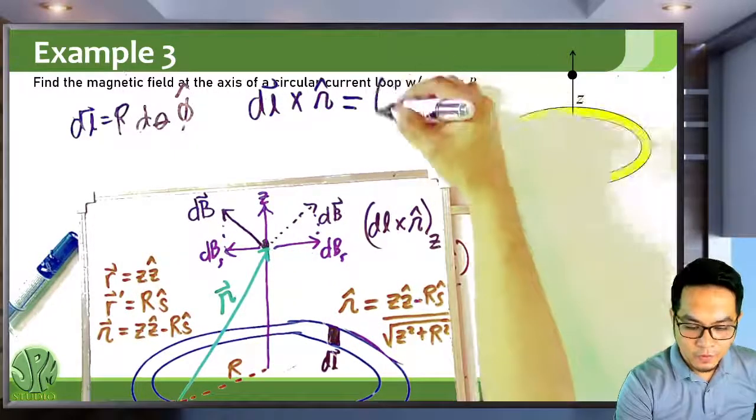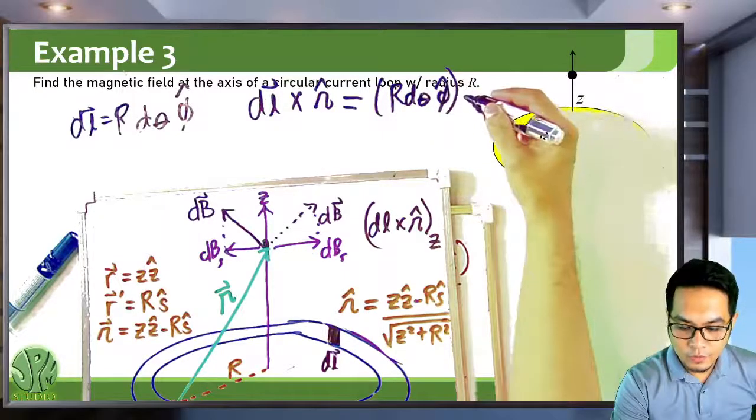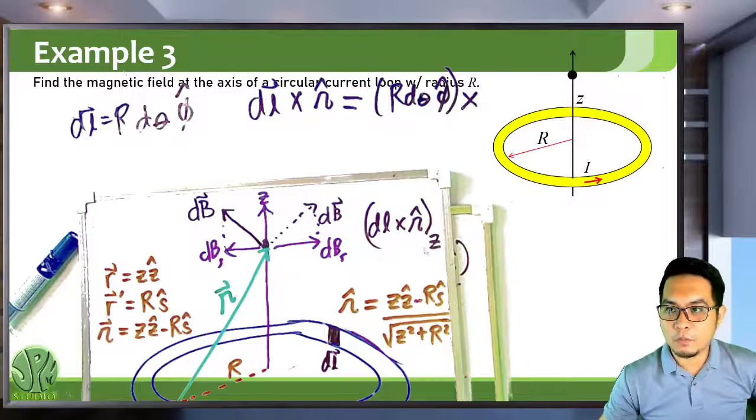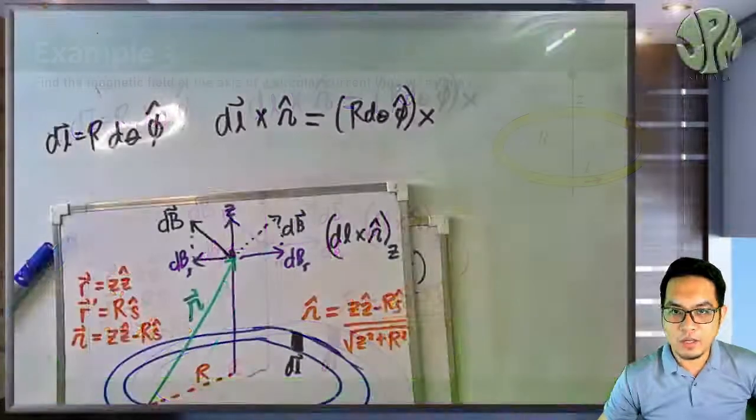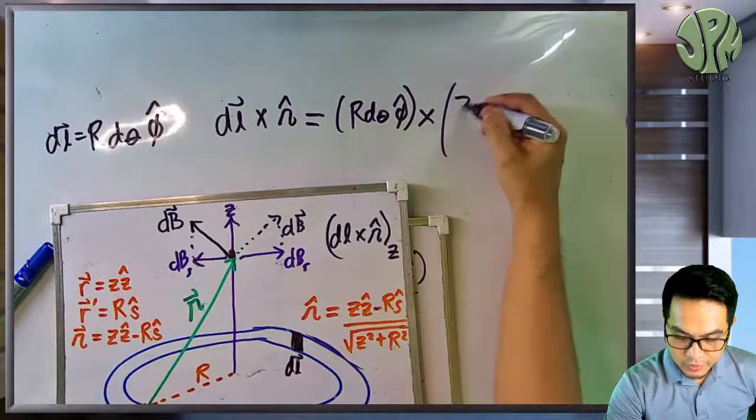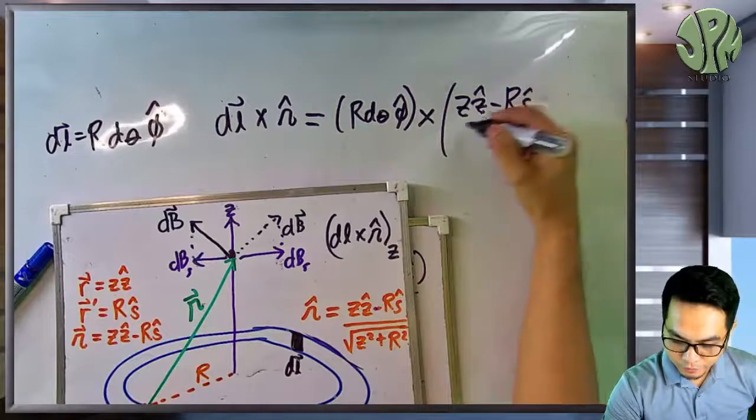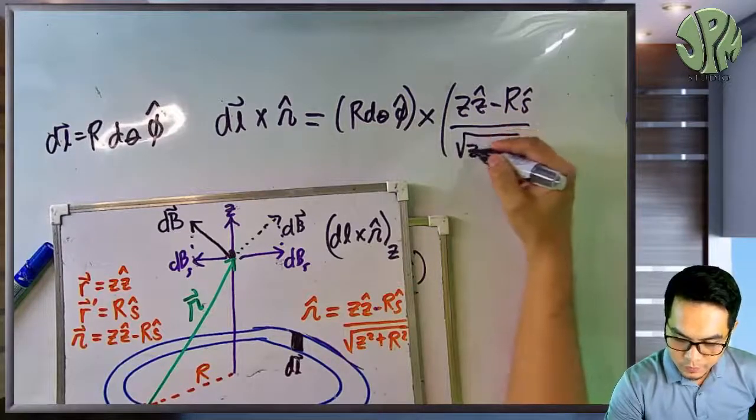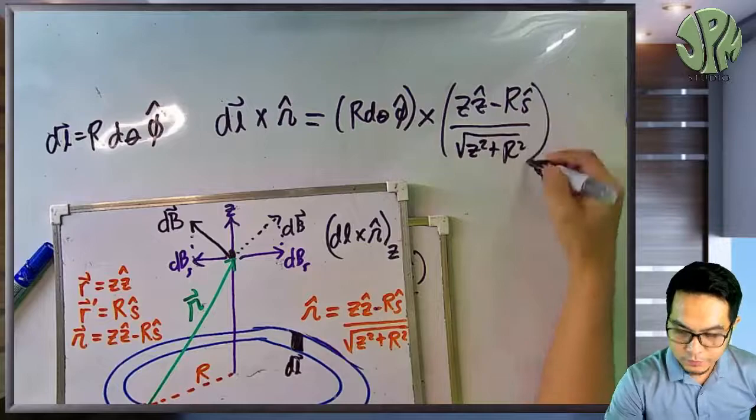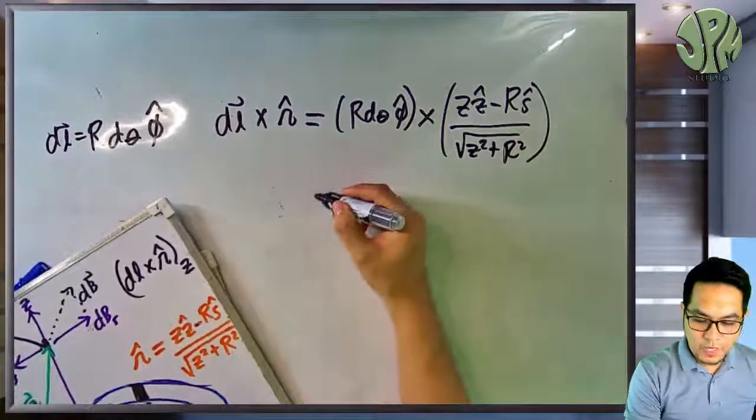So you have R dθ φ hat. You cross it with, so I'm just going to go to my board work, so I have a lot of space. You cross it with this, the r hat, which is z hat minus R s hat over the square root of z squared plus R squared. And you will get what? You will actually get two terms.